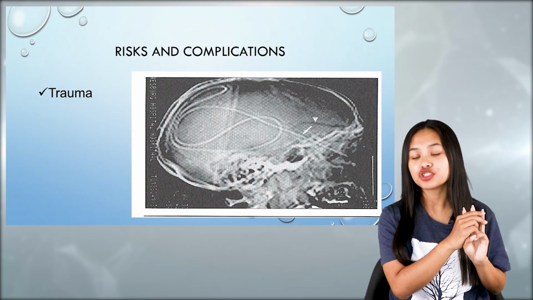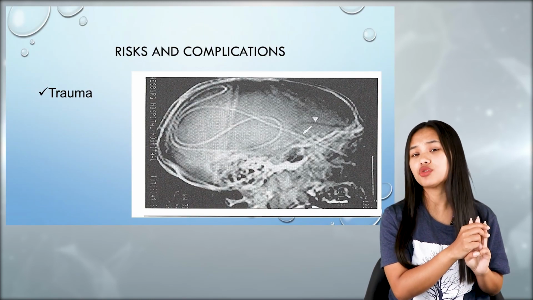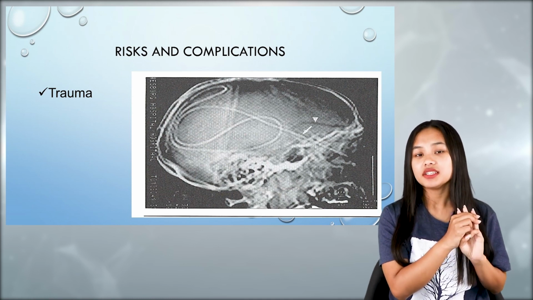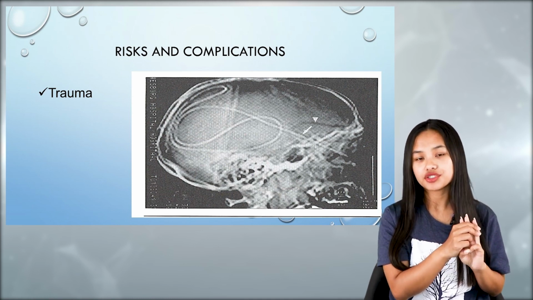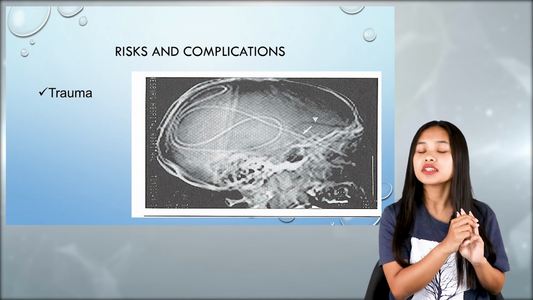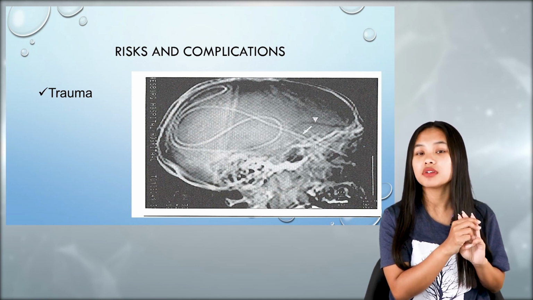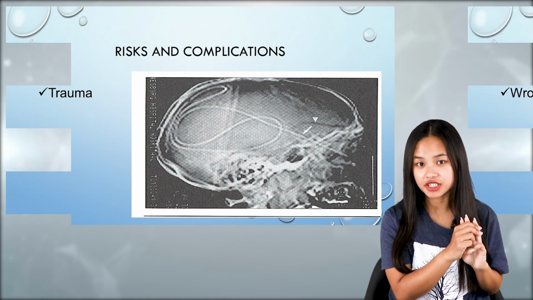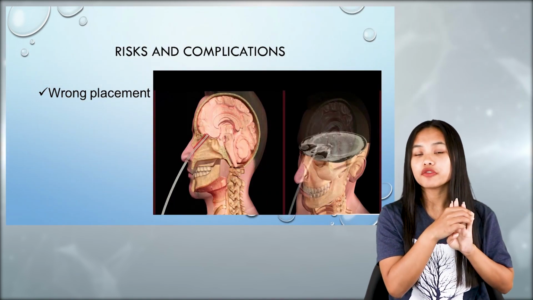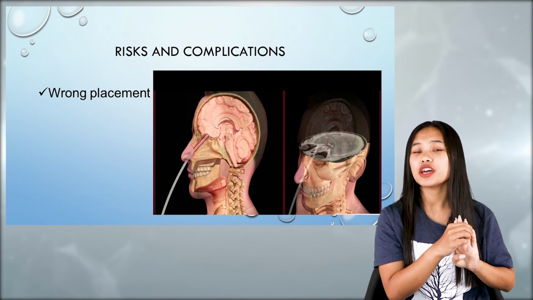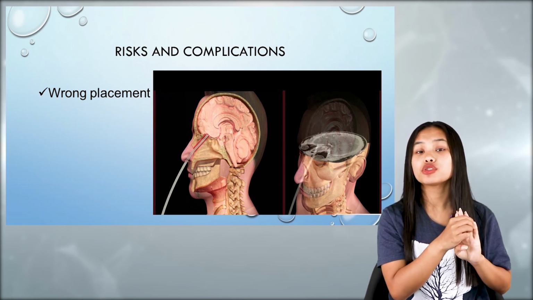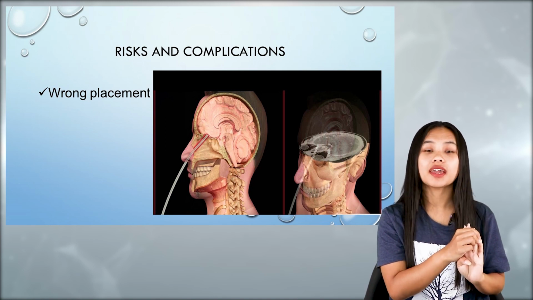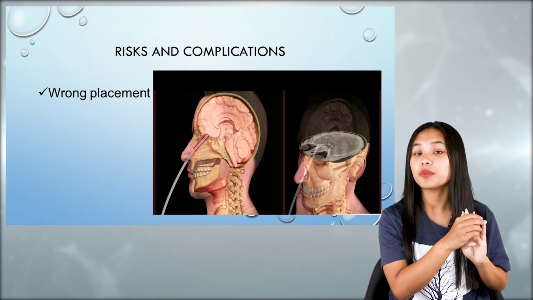And the third one is trauma. So here, sometimes whenever you are inserting this tube, it can damage the tissues inside the sinuses, throat, esophagus, or even the stomach. Hence, it is very important that while you are inserting this tube, you must do it properly as well as carefully. Sometimes wrong placement of the tube can also occur, where instead of inserting it to the stomach, it can go to the lungs. So if food and medication pass through it, then it can also be fatal to the patient.